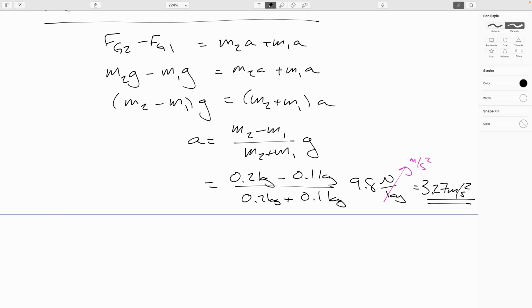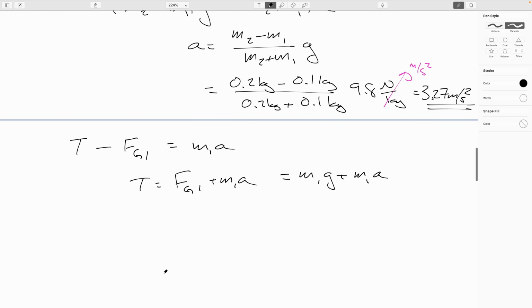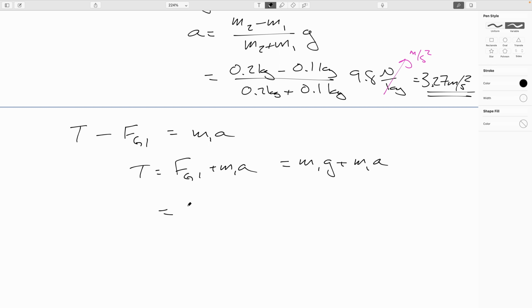Now we're not quite done. We do need to go back and solve for the tension, since we needed that. So we'll go back and reuse our Newton's second law expression for system number 1. We could have totally used the one for system number 2. We get the same answer. So T equals Fg1 plus M1A. So this will be M1G plus M1A. So we end up, if we pull out an M1 from everything, with M1 times (G plus A).